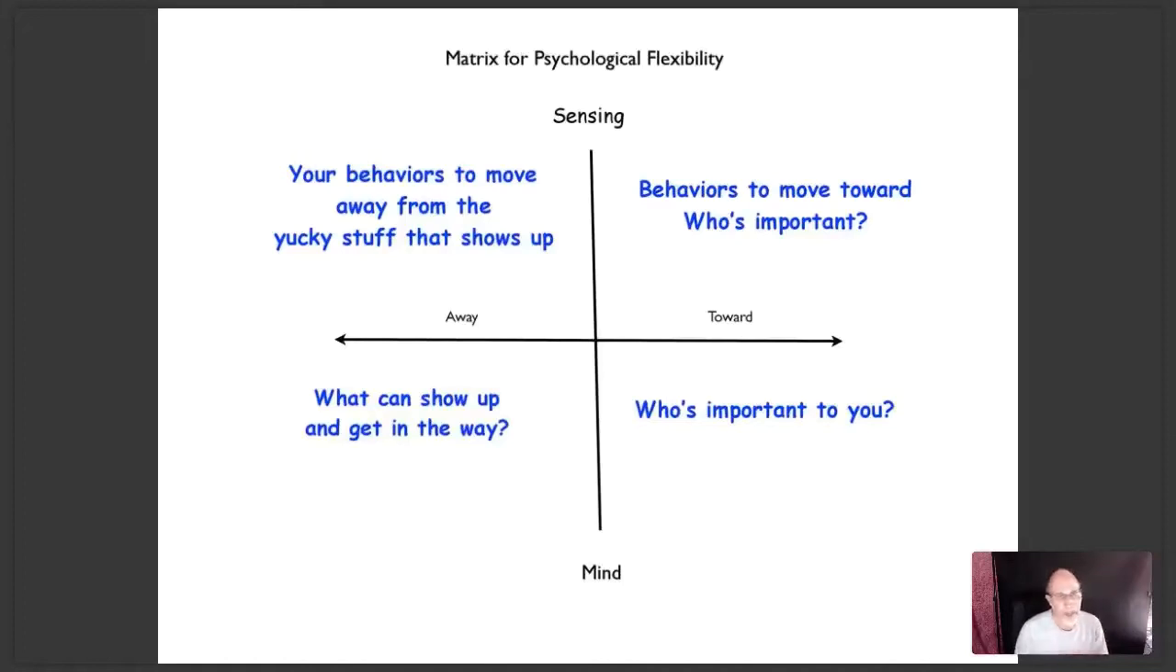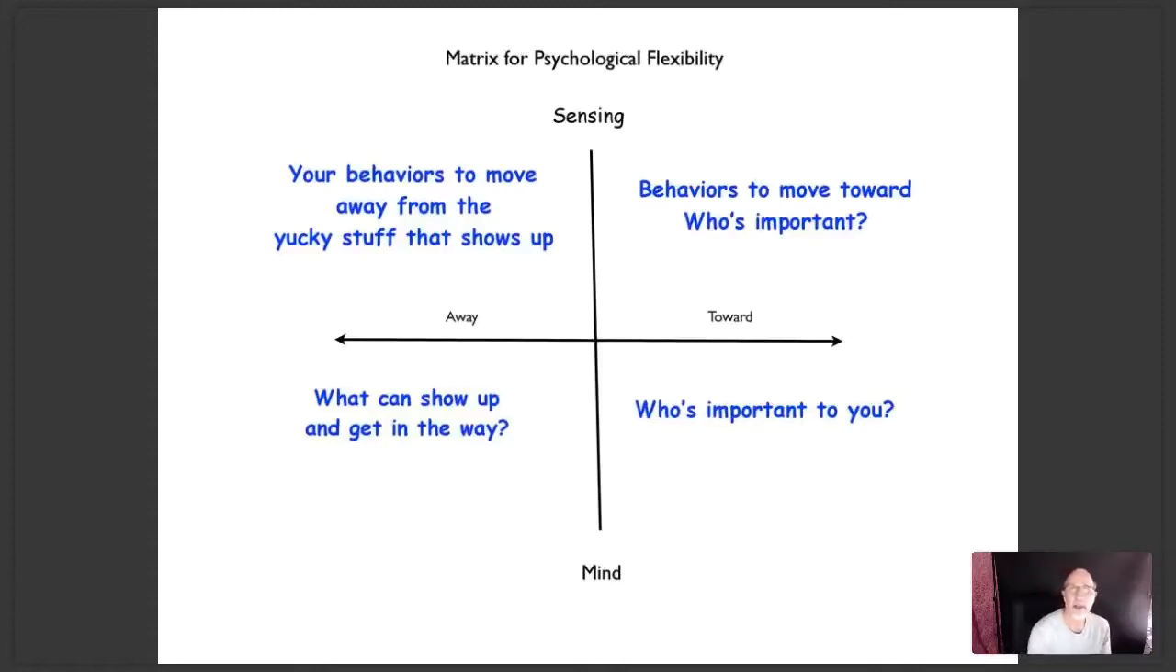So we're going to list the kind of yucky stuff that might show up and get in the way of people. It could be fear, anxiety, anger, frustration, just about anything uncomfortable people have told me over the years. And we're going to put all that stuff down there in the lower left. Then I'm going to show them that all that stuff is the stuff that shows up in your mind. And now we're going to go up into the upper left.